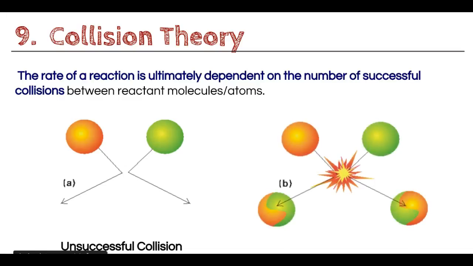Whereas in case B here, I see the orange and the green molecule approaching each other. Some kind of a bond breaking and bonds forming happens, and we see that new and different products emerge from that reaction. So that is in chemistry what we call a successful collision. A collision that's successful is one where the reactants are changed as a result of the interaction.